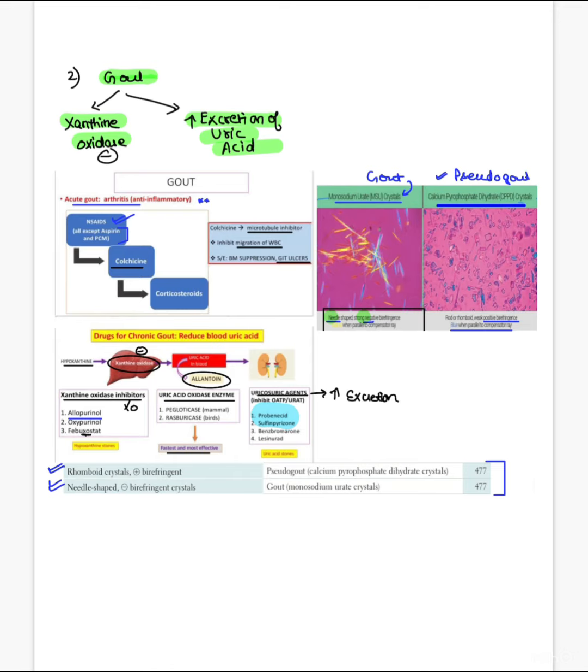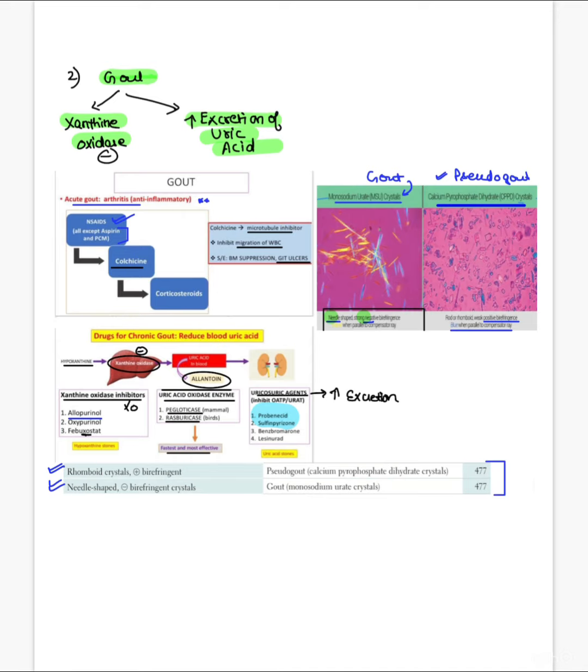So see, then what you can do, if you look at birds and some mammals, guys, this uric acid is converted into allantoin. Okay, so that is by the help of uric acid oxidase enzyme. So you have two drugs, one is pegloticase and one is rasburicase, guys.